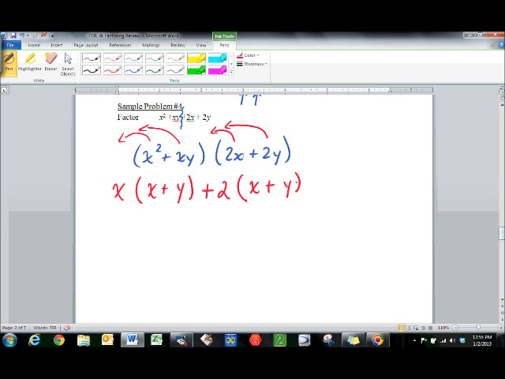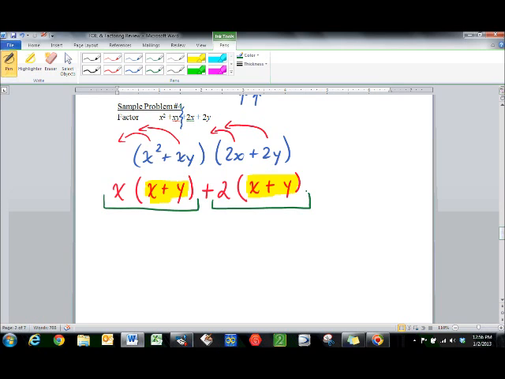Now, this is an extremely important part of the process. In grouping, we are looking to create a situation where we have the exact x plus y values on both parts. When we factor out these common monomials, we still have two separate terms. I have x times x plus y as one term, and a positive 2 times x plus y as the second term.